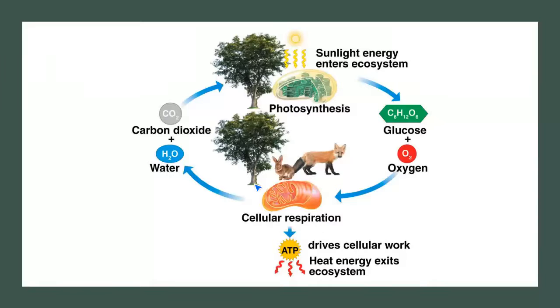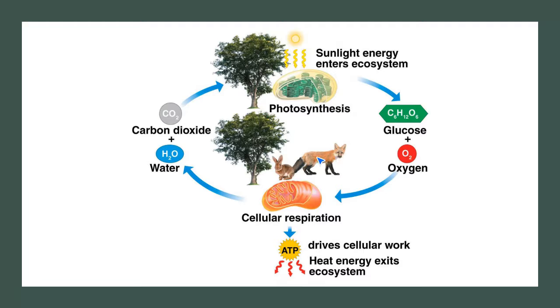And trees go through cell respiration, plants go through cell respiration. So some of this glucose produced by the tree is going to be used by the tree itself. And some of the oxygen produced by the tree is going to be used by the tree itself in order to go through cell respiration.